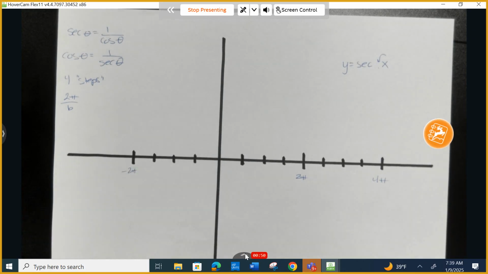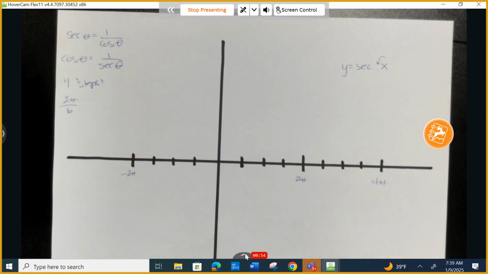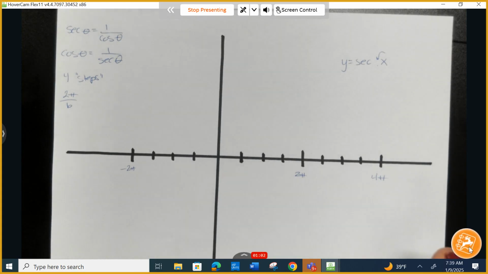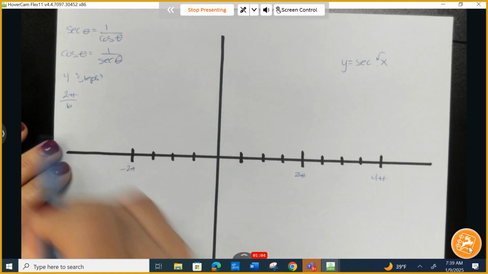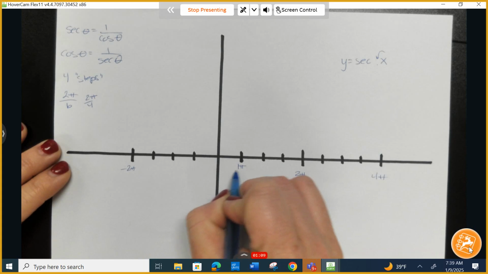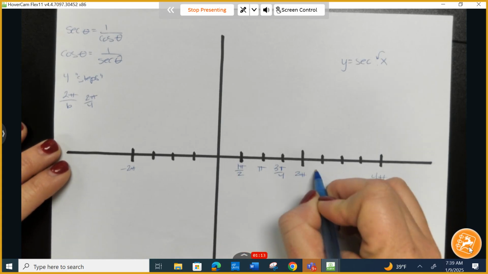be negative 2 pi. So if I do 2 cycles to the right, I'll end in 4 pi. And if I do 1 cycle to the left, I'll end in negative 2 pi. Now, just like in the previous example we did with cosecant, I'm going to take 2 pi and divide it by 4 because there's 4 steps to the cycle. So when I take 2 pi divided by 4, I end up with pi over 2, 3 pi over 4, and so on.